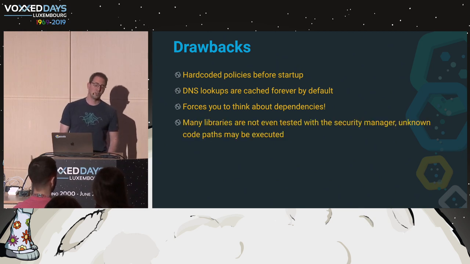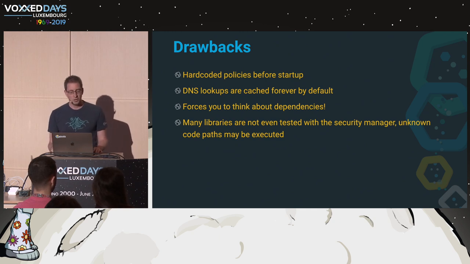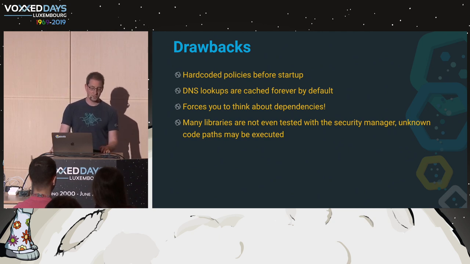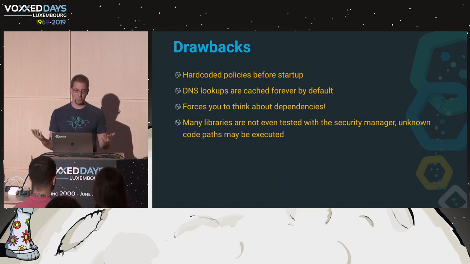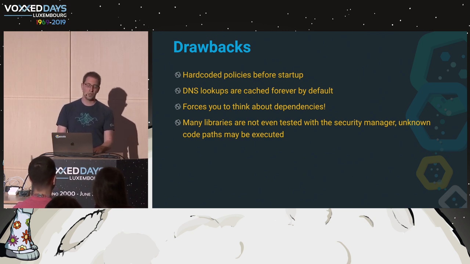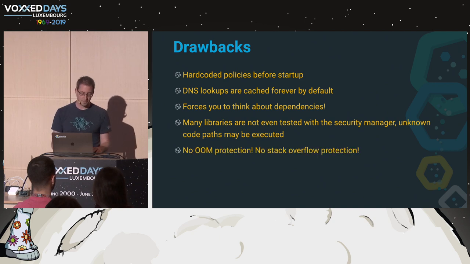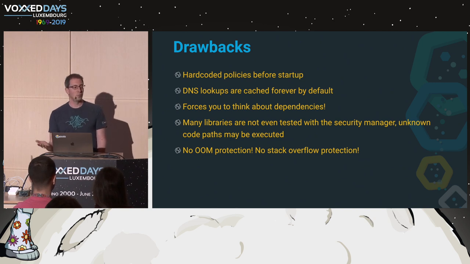The next problem is, because there are so few people using the Java Security Manager, if you use dependencies, you can't be sure that you're actually running the same code path that the dependency is running on the CI of this dependency. This happened to us with Netty a lot. Netty was not supposed to run with the Security Manager, and when we started adding this to Elasticsearch, we basically had to come up with a couple of pull requests to fix Netty first. And of course, it's not a protection against everything. If I find a way to create an out-of-memory exception in my code, or if I find a way to create a stack overflow, I can still be able to exit the JVM, right? This is not a protection against everything. It just protects against certain things.